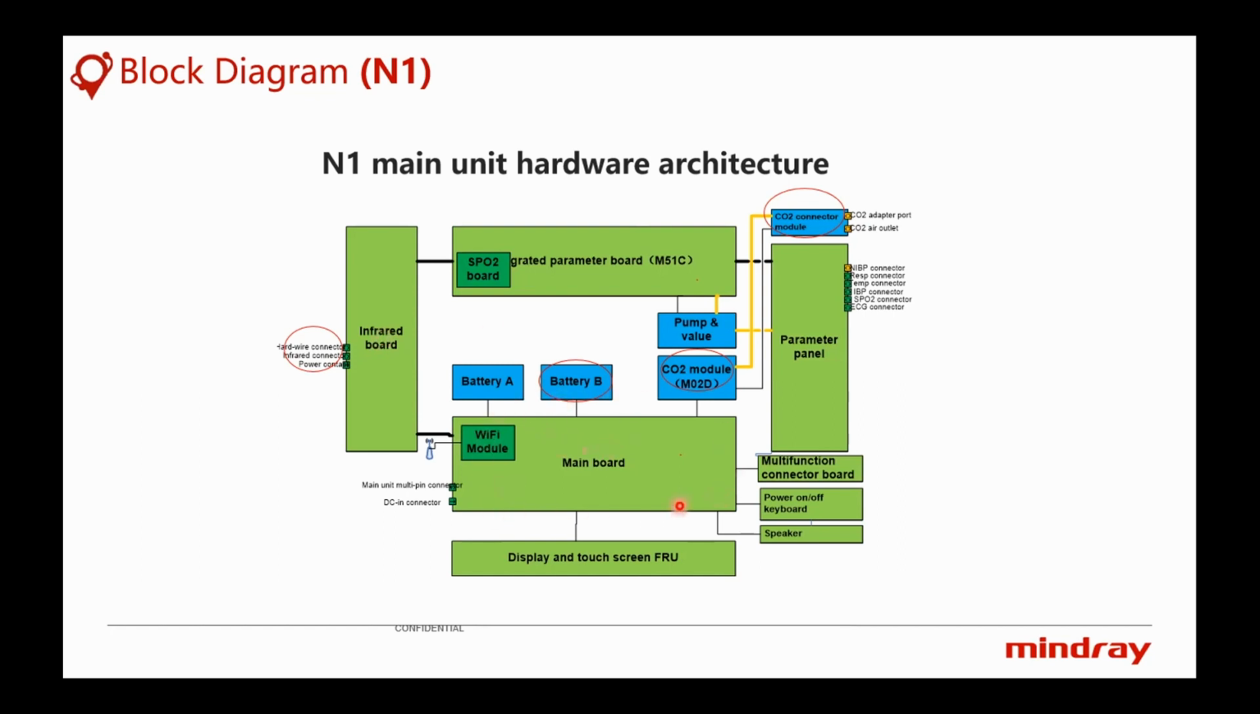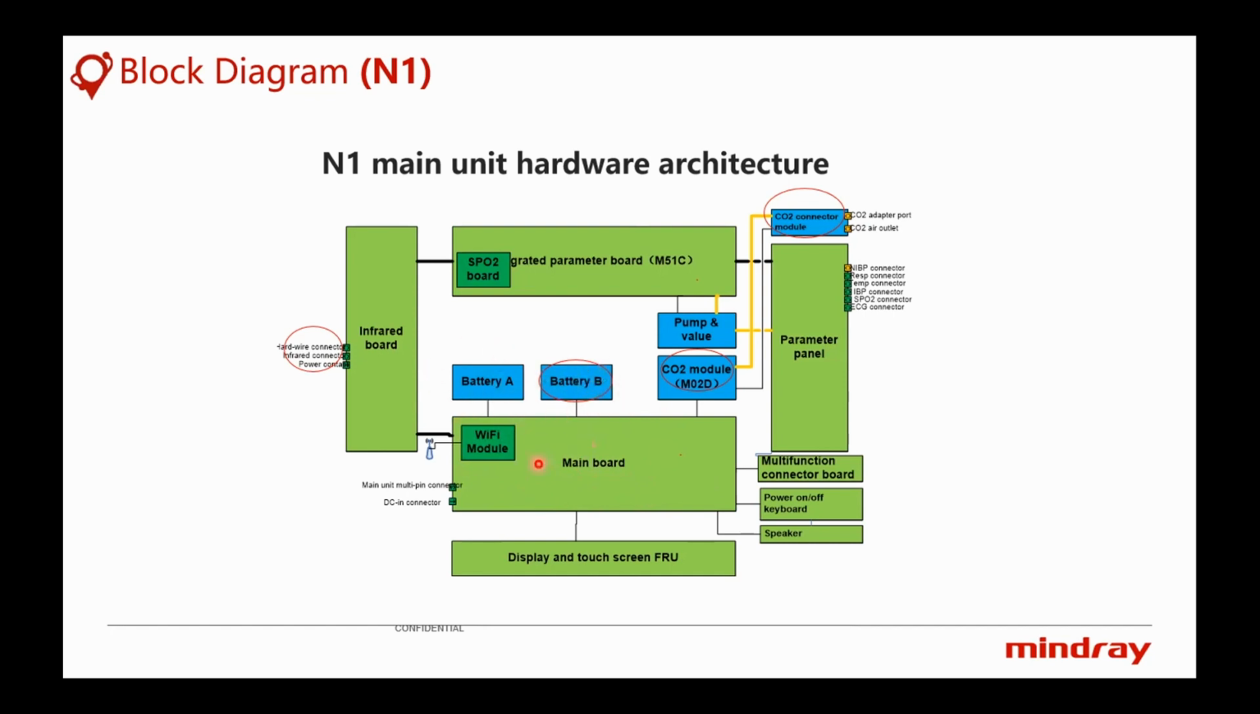In N1, we also have the main board, which has the main control function. Mostly, signal transfer and signal calculation measurement are implemented by the main board, and we can connect it to the Wi-Fi module used to connect to our central monitoring station. And for the N1 main board, we can optionally have a single battery or double battery, so we can have battery A or battery B.